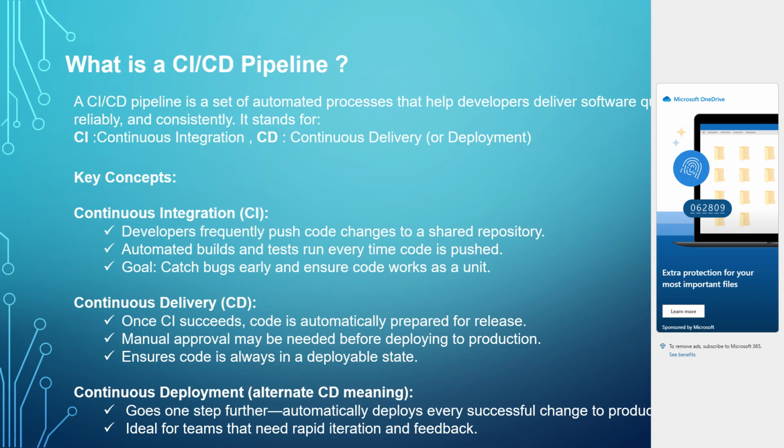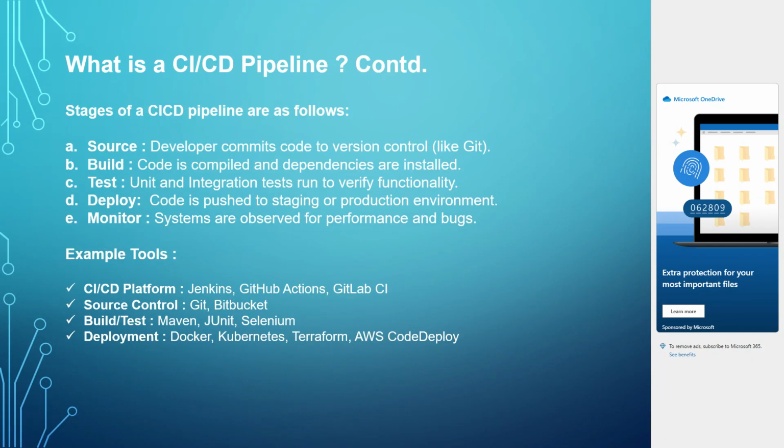So a CI/CD pipeline is a set of automated processes that mainly ease the work of developers and ensure they are able to deliver software quickly, reliably, and consistently. Now moving ahead, let's see some specific stages of the CI/CD pipeline.